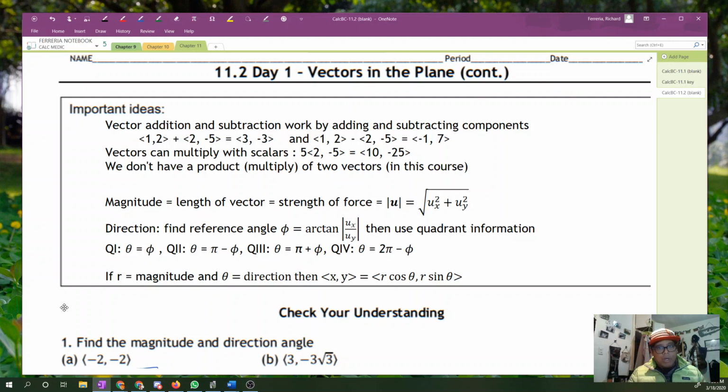Okay, so here we are adjusted. You'll notice the last line at the bottom here. If r is a magnitude and theta is a direction, then x, y is just equal to r cosine theta, r sine theta. So that should be it. Hopefully this will be of use to you as you do 11.2 day 1.